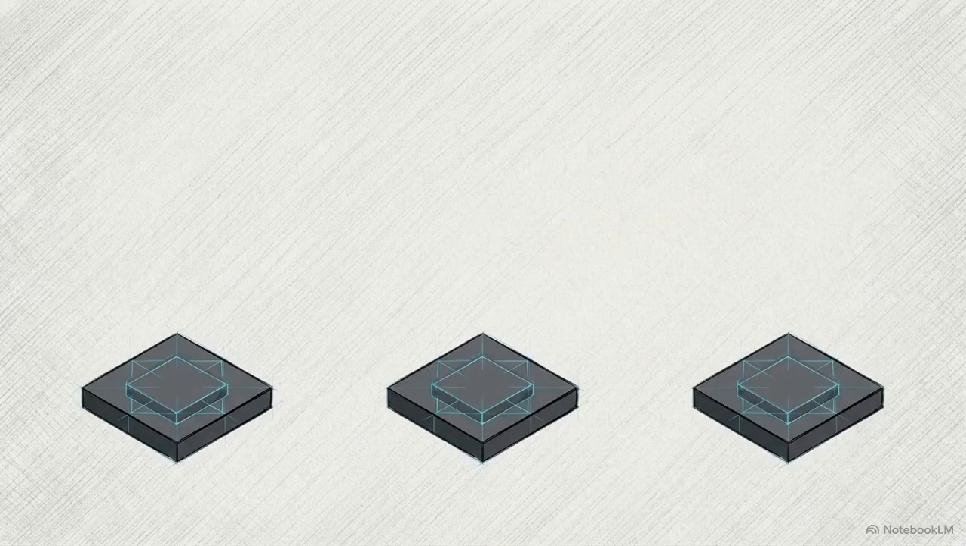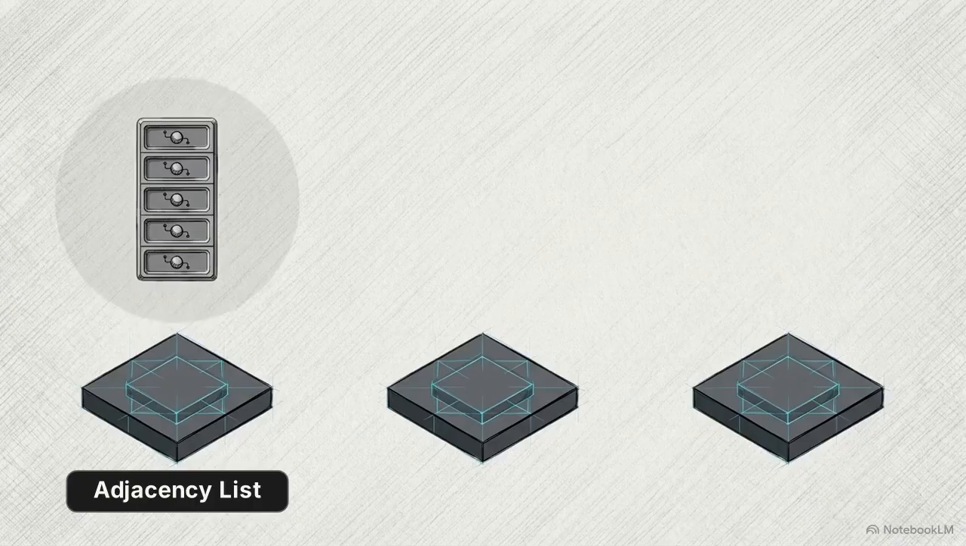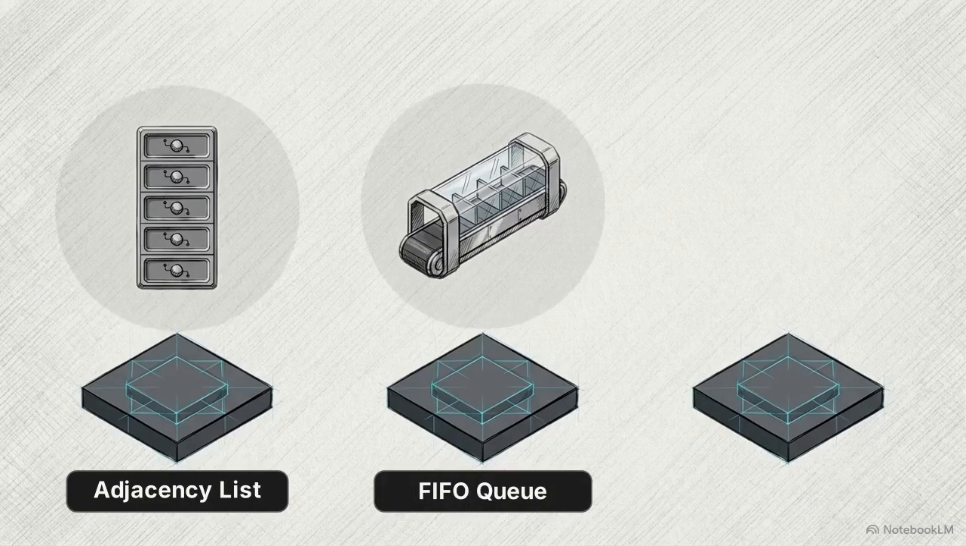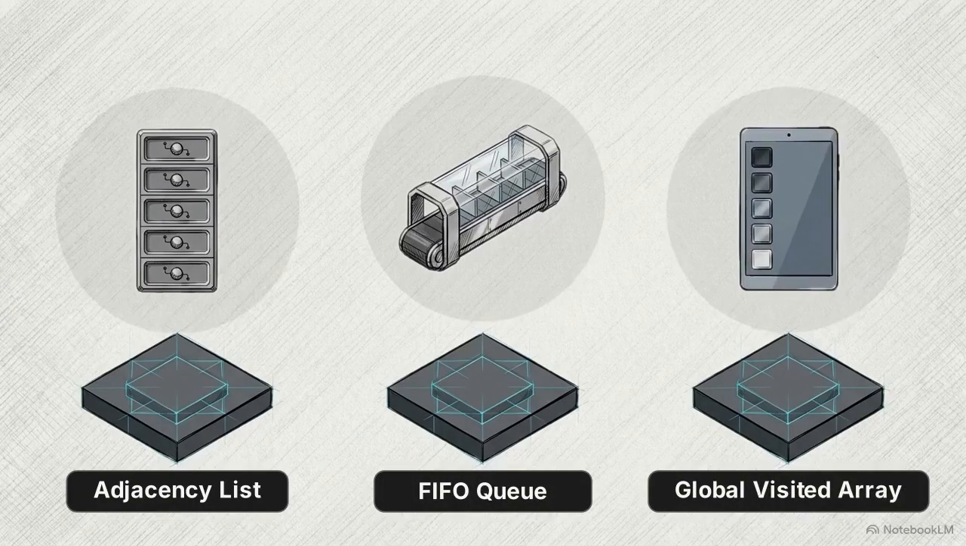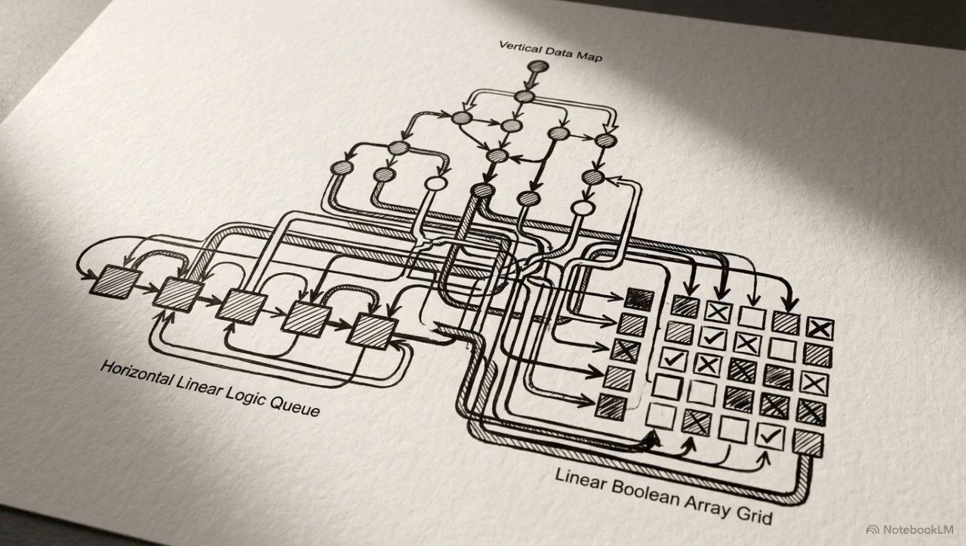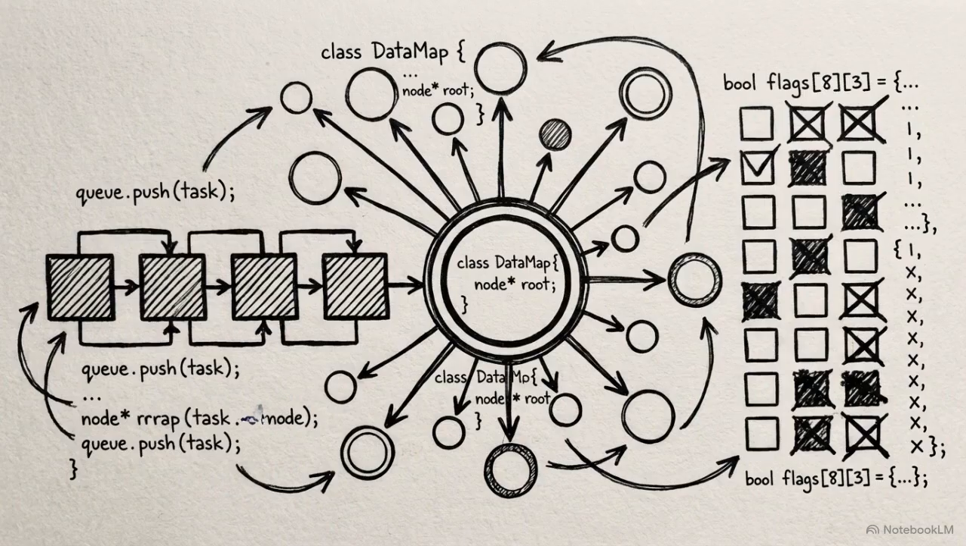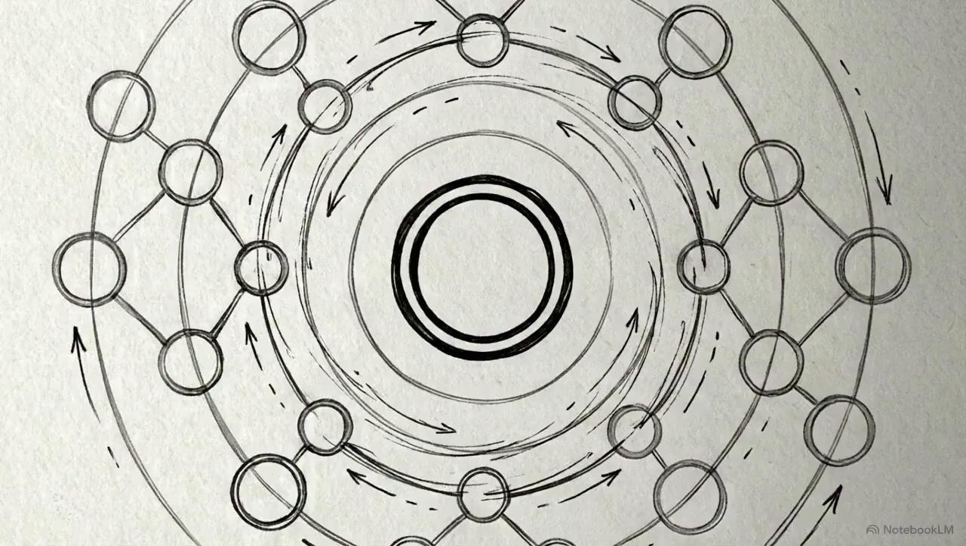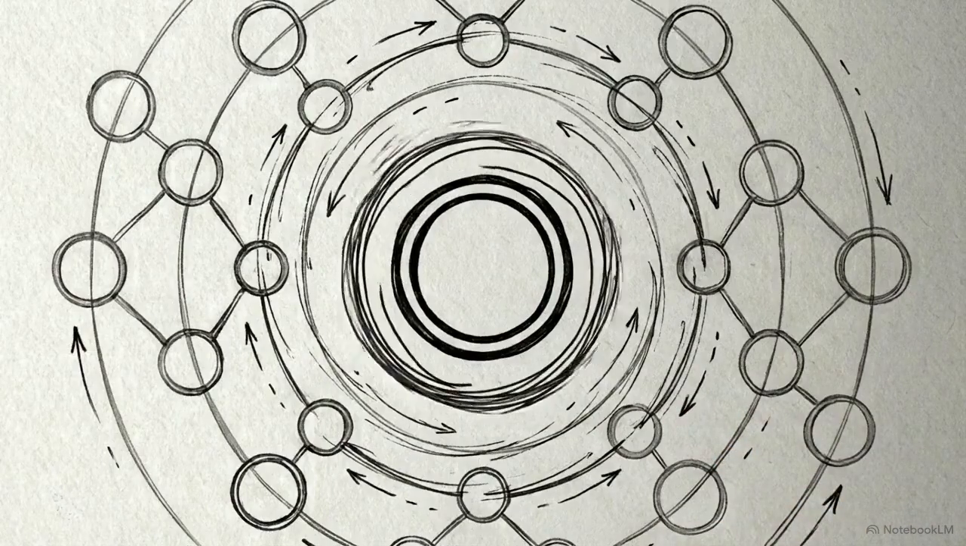The entire process relies on the interaction of three distinct components: an adjacency list, a FIFO queue, and a global visited array. Resilient code is built by understanding these three structural mechanics. When you can visualize the interaction between the map, the engine, and the failsafe, the implementation becomes a predictable exercise in translation. BFS follows the logic of radial expansion.